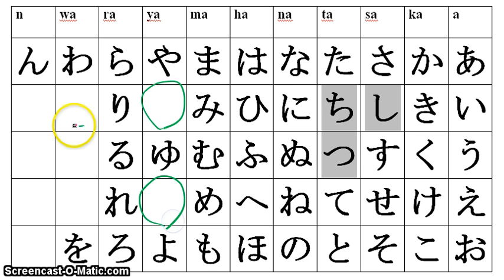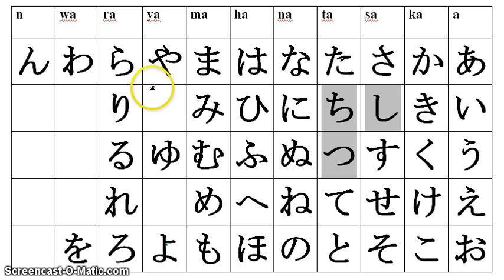These have some missing letters. And actually, hundreds of years ago, these letters used to exist, but we don't use them anymore, so they're blank in the modern chart. So there's ya, yu, yo, but there's no yi or ye. Those don't exist anymore. Okay? That's why they're blank.